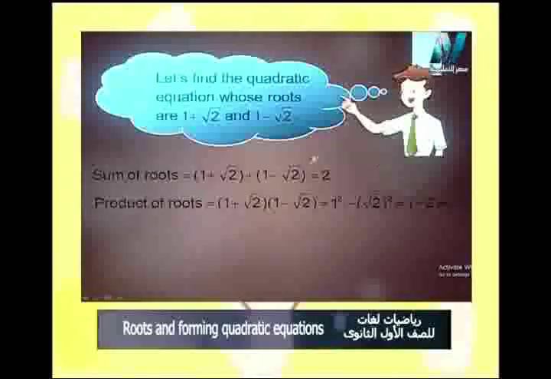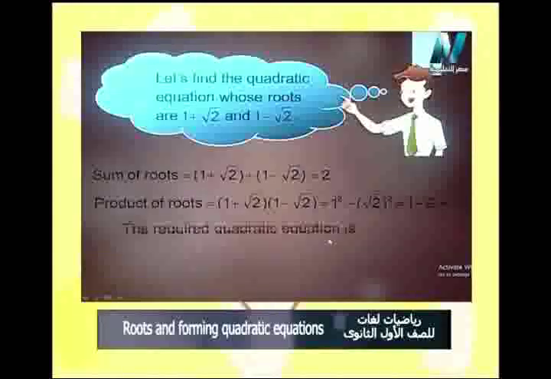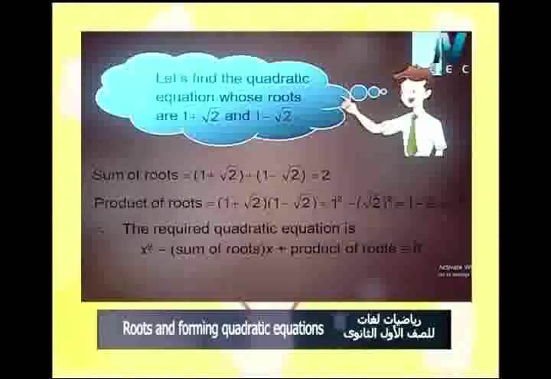Okay, we have now the sum of the two roots equals 2, and the product of the two roots equals negative 1. So we will apply the form to the required quadratic equation. Yes, we have x power 2 minus the sum multiplied by x plus the product of the two roots equals 0.